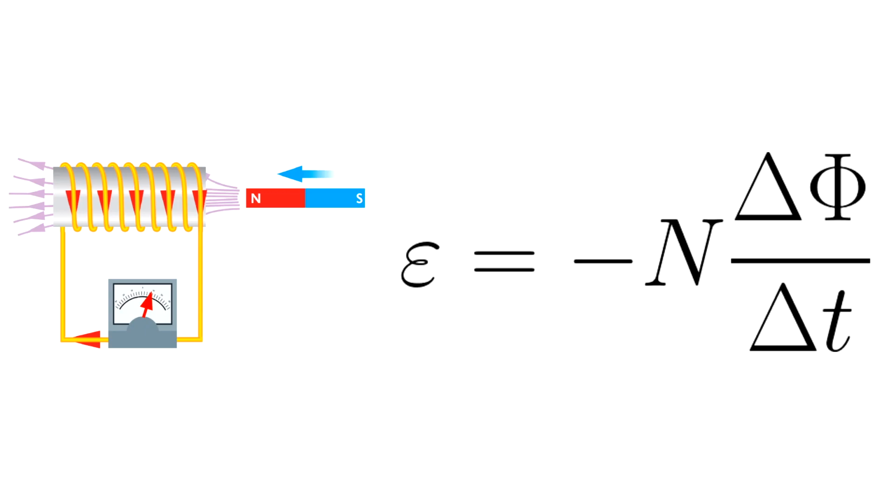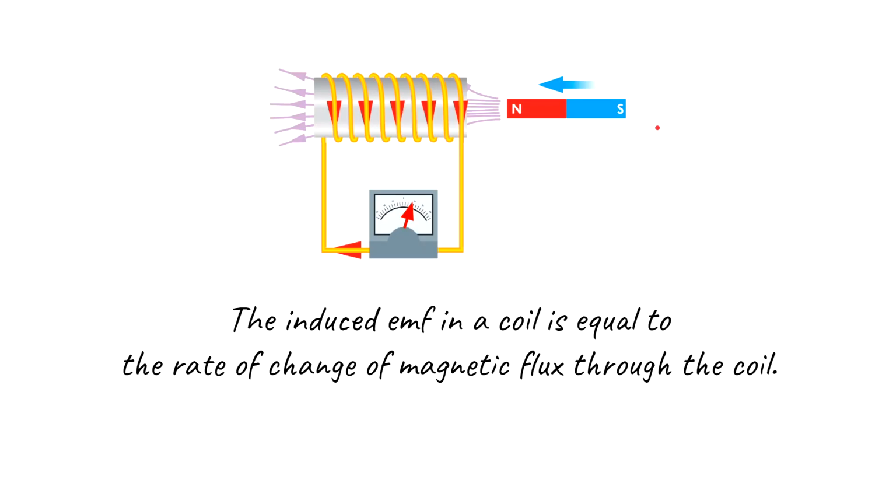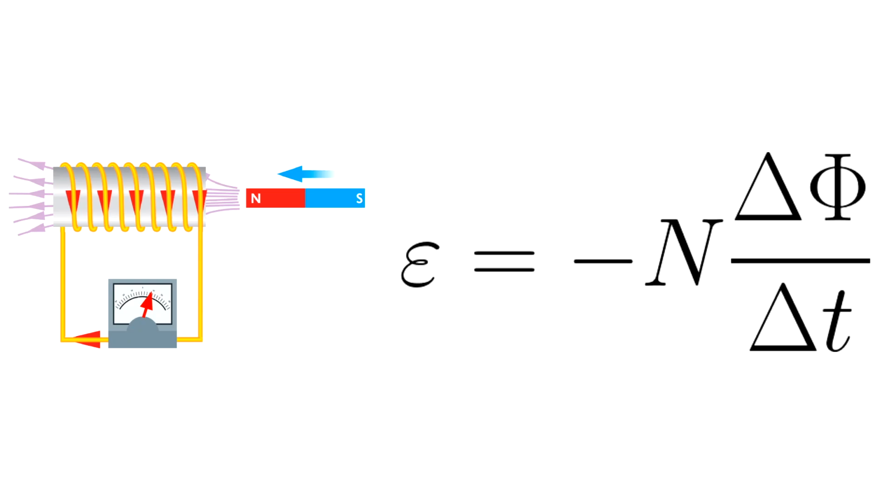From the equation we can conclude the following: an increase in the number of turns in the coil increases the induced EMF, and increasing the magnetic field strength or the area will increase the induced EMF, and increasing the speed of the relative motion between the coil and the magnet results in an increased EMF. So, Faraday's second law of electromagnetic induction states that the induced EMF in a coil is equal to the rate of change of magnetic flux through the coil. The minus sign in Faraday's law of induction refers to Lenz's law, which will be the topic of the next lesson.